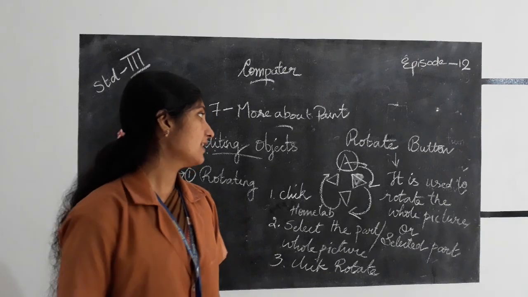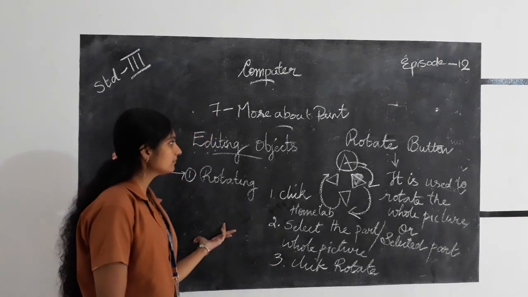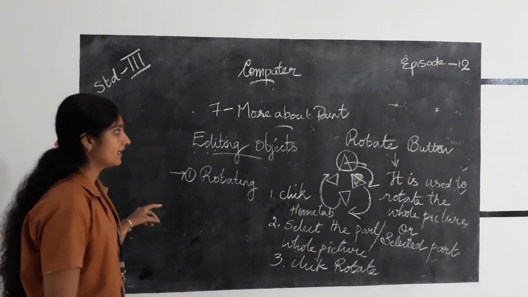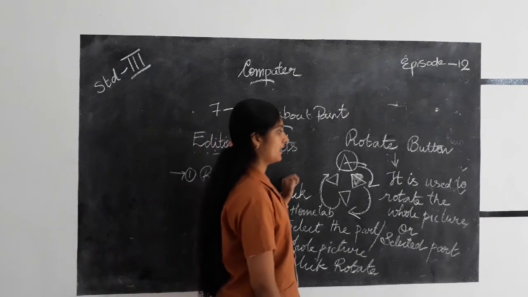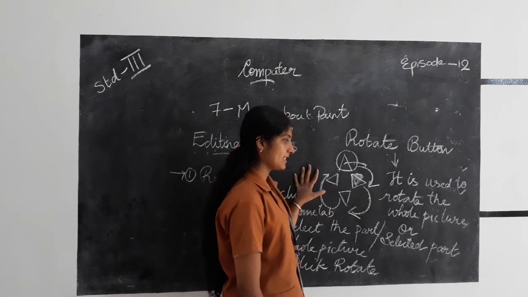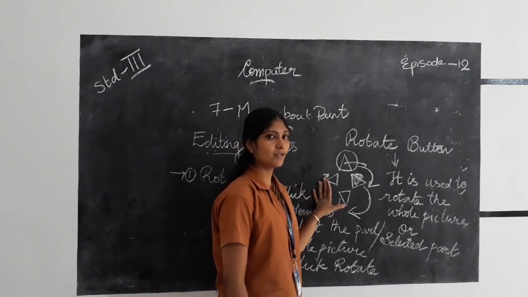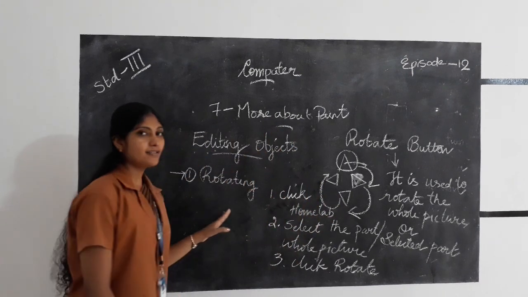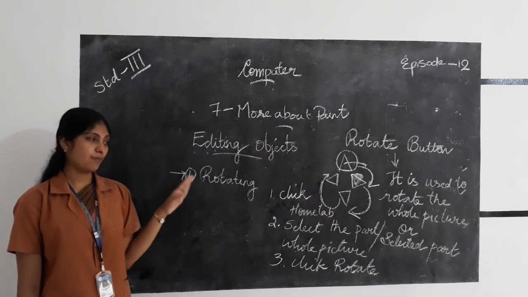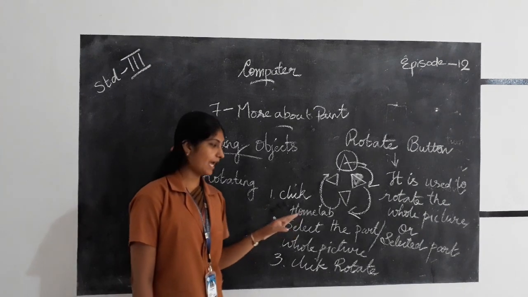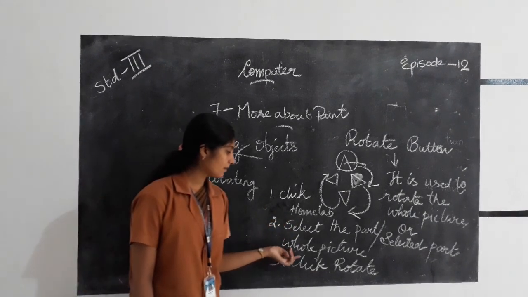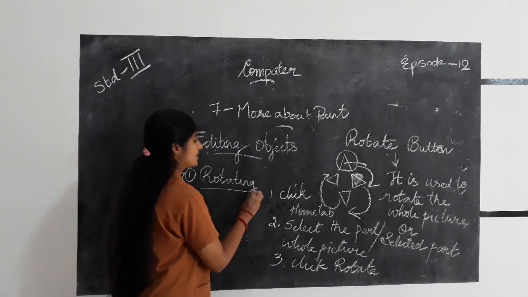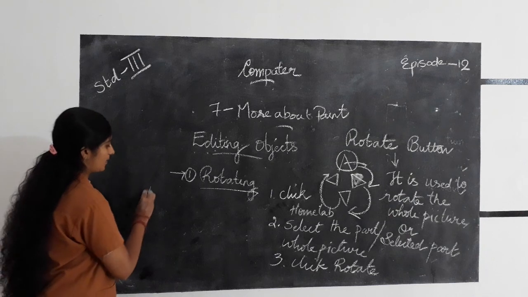Okay. So once again, how to rotate a picture. The rotate button is used to rotate the whole picture or the selected part. What are the steps for rotating a picture? Click Home tab, select the whole picture, then click rotate. So what are the options under the rotate button?